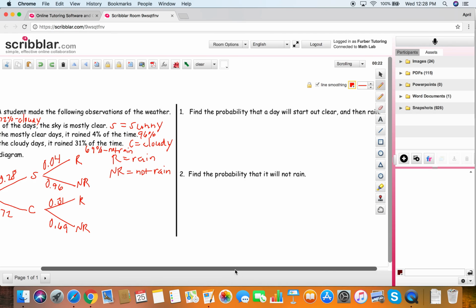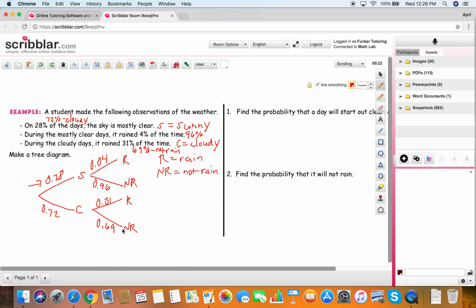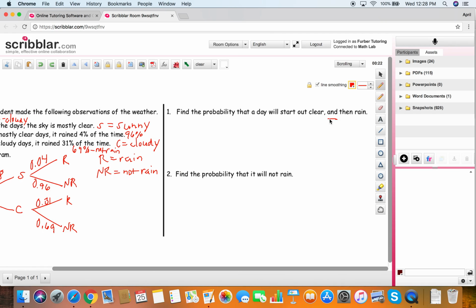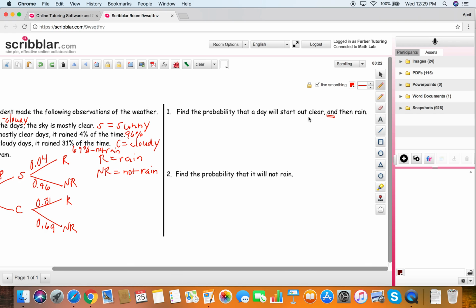So the first one says, find the probability that a day will start out clear. So that would be this, okay? And then rain, okay? Now you might be thinking, okay, so starting out clear and then raining. You're basically saying, oh, well, that's only 4% of the time, okay? It's actually got the word and in there. So when it's an and, it means we have to use our probability of independent events, okay? Two independent events, starting out clear and then raining, okay?